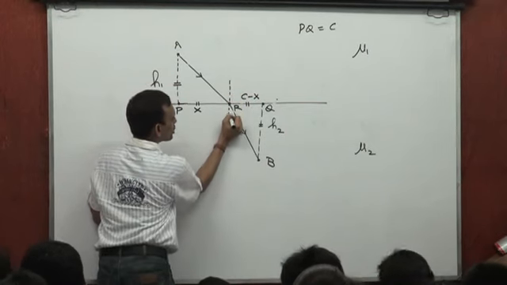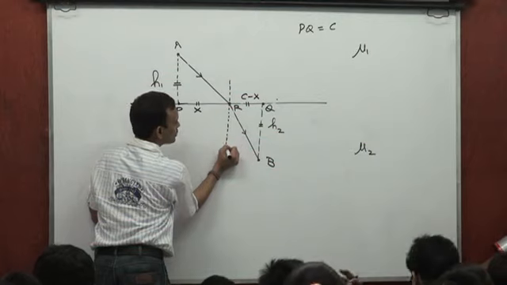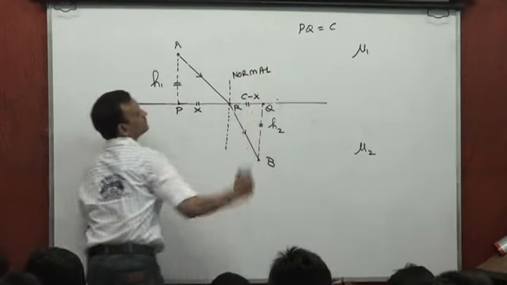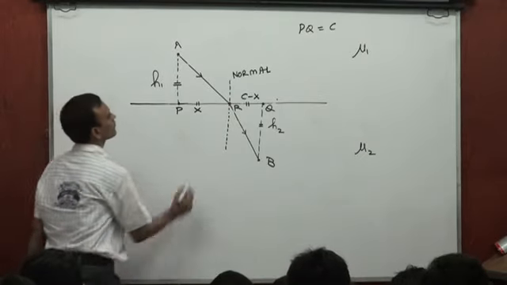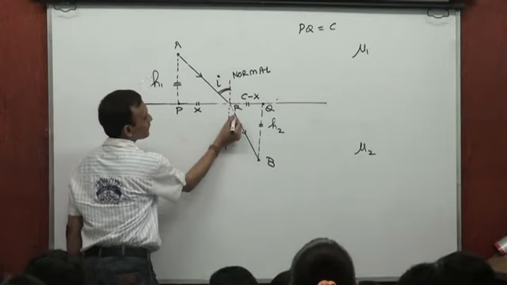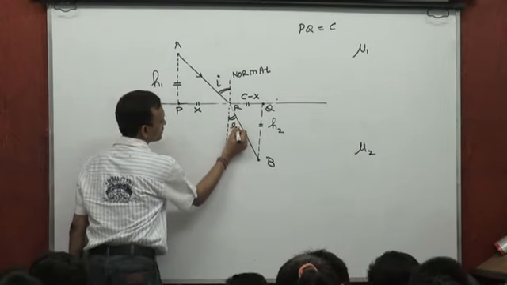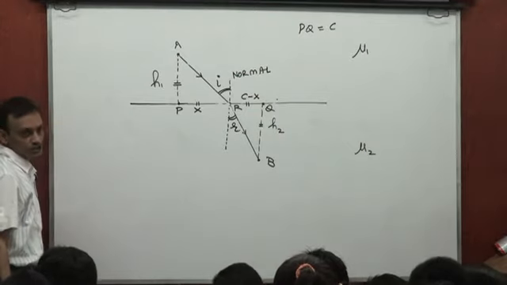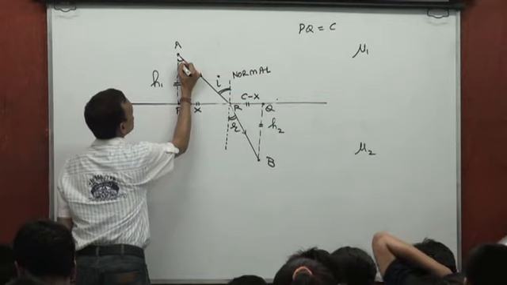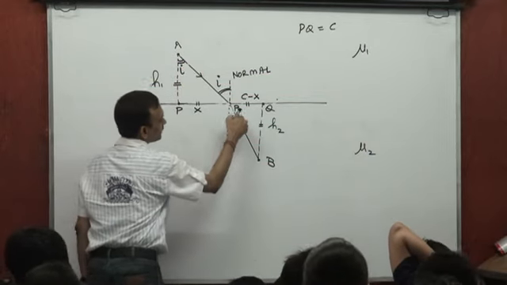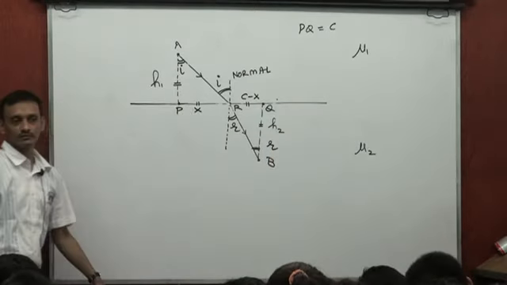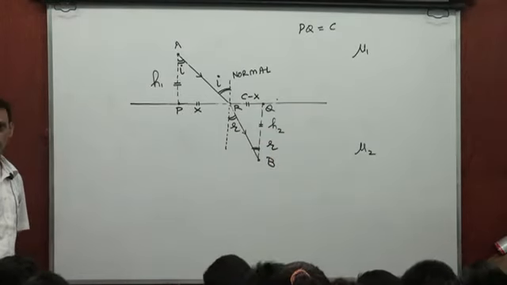This is the normal at the point of incidence. This is I, the angle of incidence I. This is said to be the angle of refraction R. And then this is alternate angle I, and this is alternate angle R. Clear?